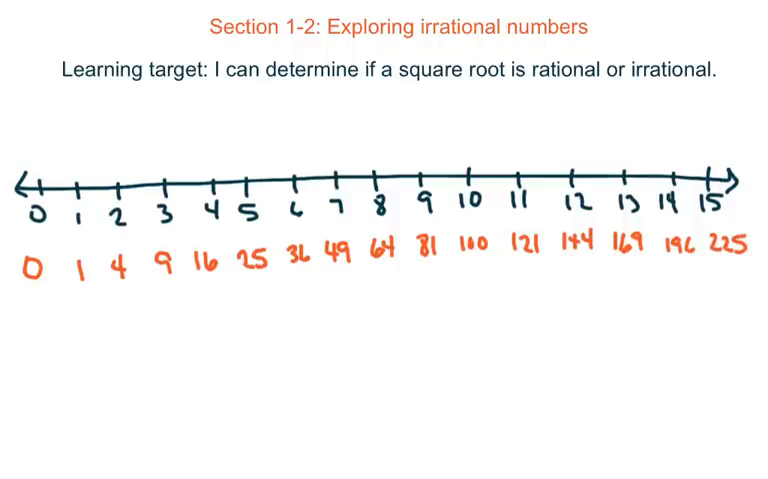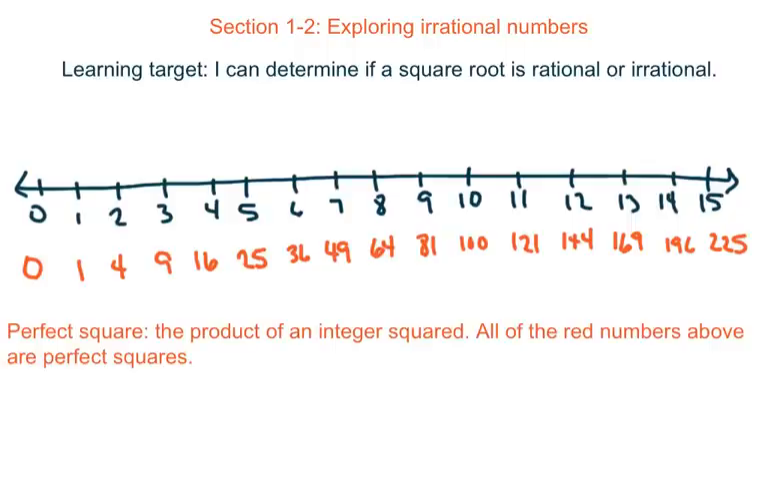It is my expectation that you know all of these numbers by heart. So what we have done, the numbers in red, are called perfect squares. So let's define that. A perfect square is the product of an integer squared. All of the numbers in red right there are perfect squares.